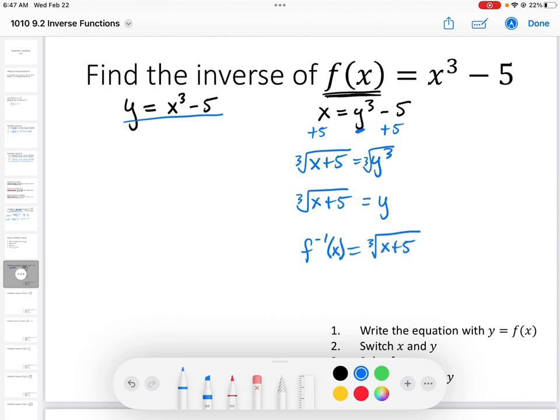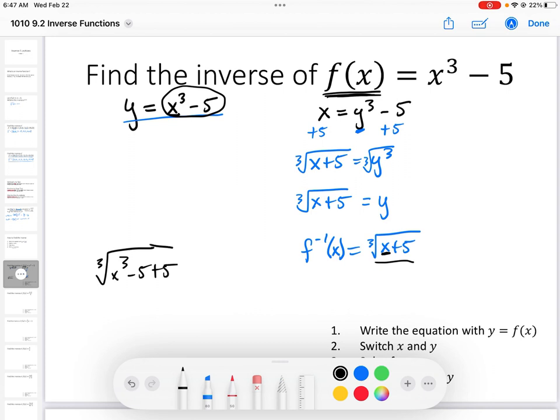And that's how I would find the inverse of this function. And you can always test this out and see if I input this, or in other words, if I compose this function with this one. So if I take x cubed minus 5 and plug it into my inverse function, do I get x out? And in this case you would, because you would get the cube root of x cubed minus 5 plus 5.